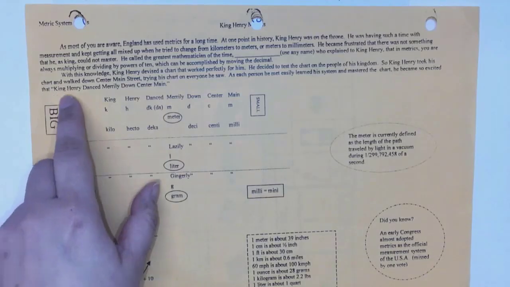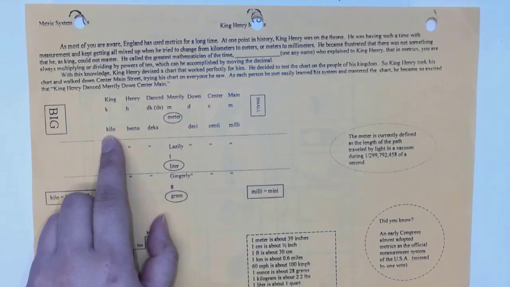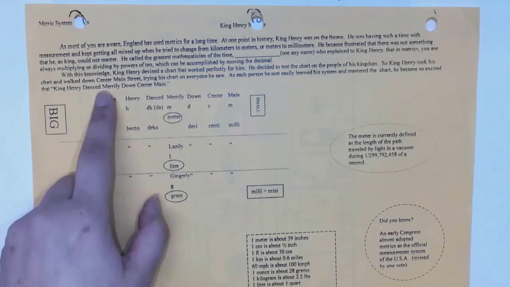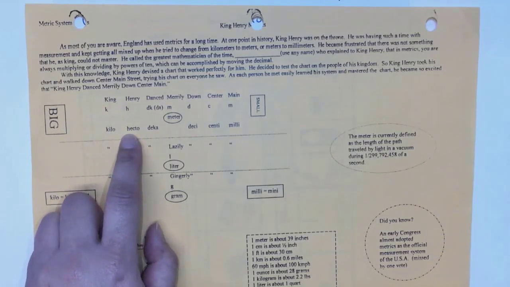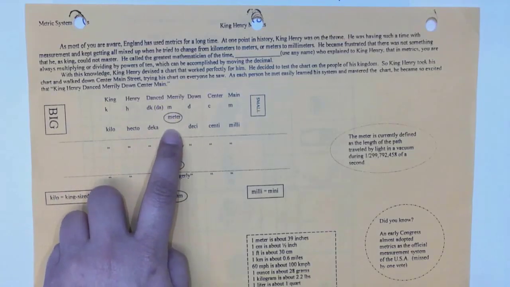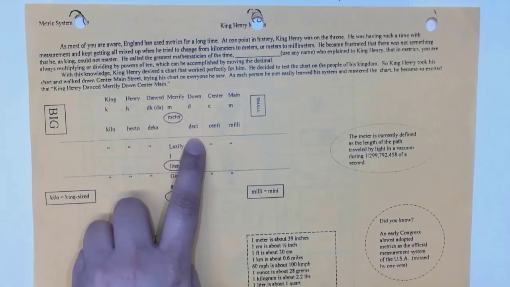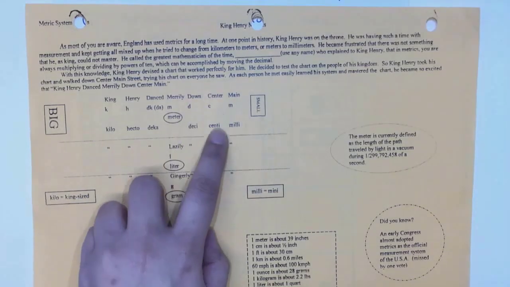So they're using this sentence to help you remember the order of them. Start with kilogram or kilometer, start with K. Henry is the hectare, which we don't use a lot. And D is the decameter, and then meter is merrily. Down is the decimeter. Center is the centimeter, and the main is the millimeter.